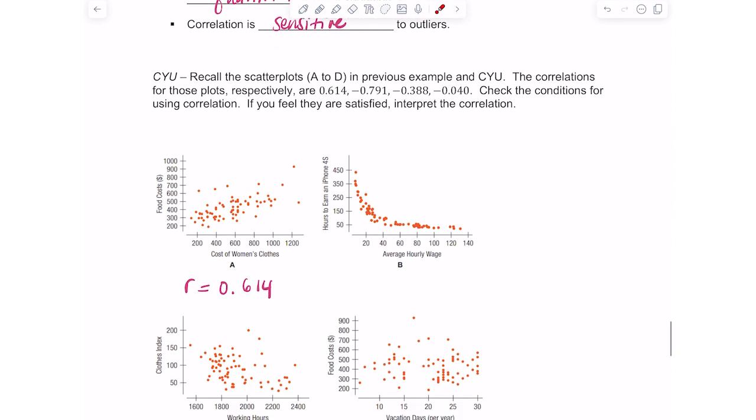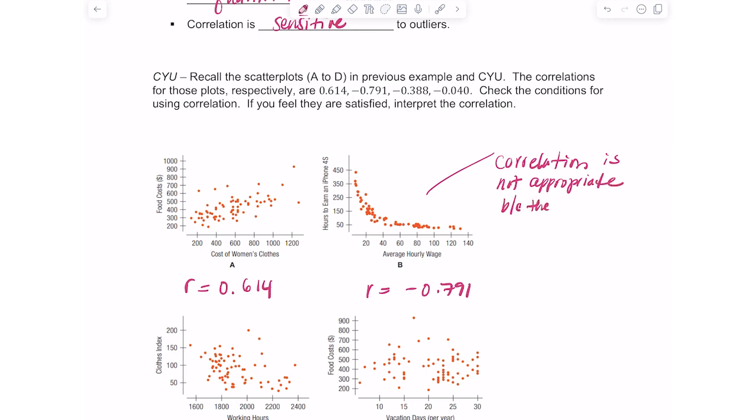If I look at letter B, the correlation is negative 0.791. However, when you check your conditions, even though you have two quantitative variables, wage and hours to earn an iPhone, you can see that it's not linear. So for this one, I'm going to make a little note that correlation is not appropriate because the form is not straight. Okay, it's not linear. You can see it bends, and we kind of discussed that in the last video.